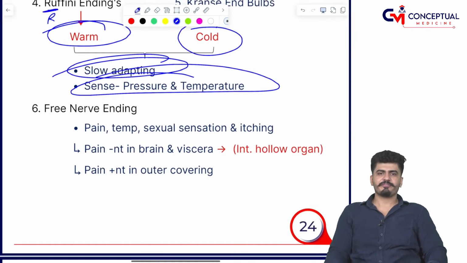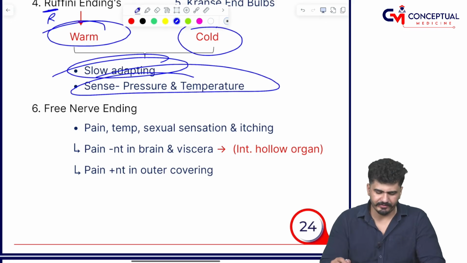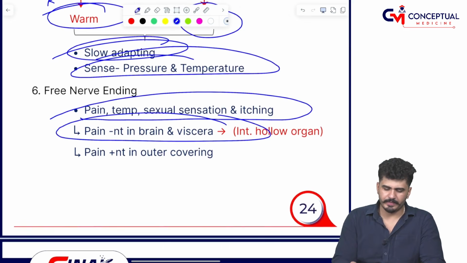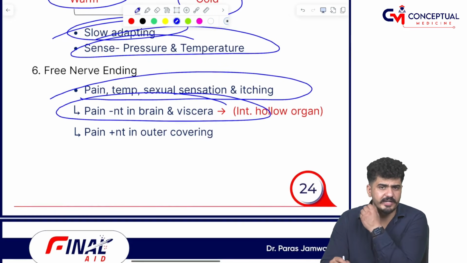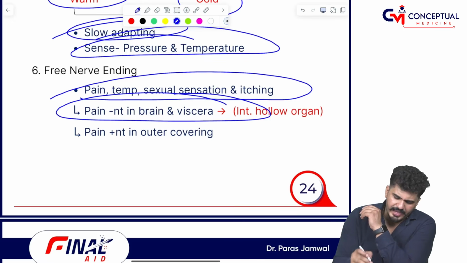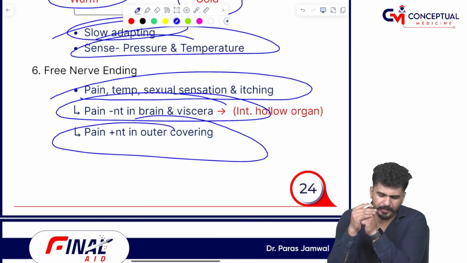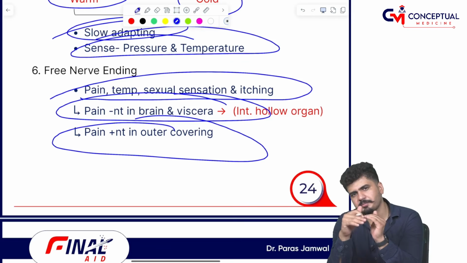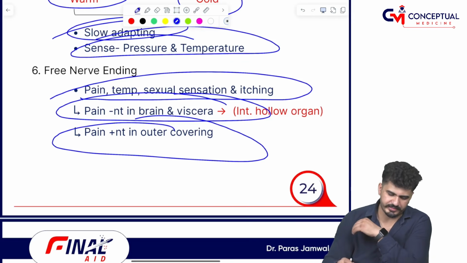Now let's talk about the free nerve ending. Free nerve ending, what do they do? Pain, temperature, sexual sensation, itching. They are absent in the brain and visceral organs, like the stomach, inside it is absent. You will not feel pain inside the visceral organs and inside the brain. The receptors are present on the outer surface of these structures.